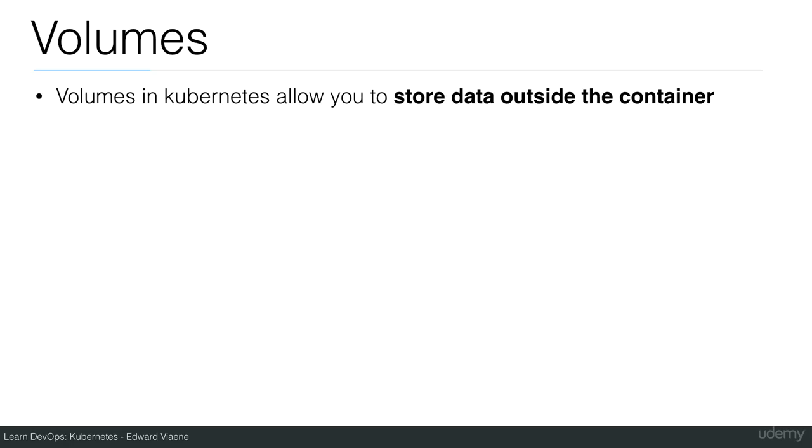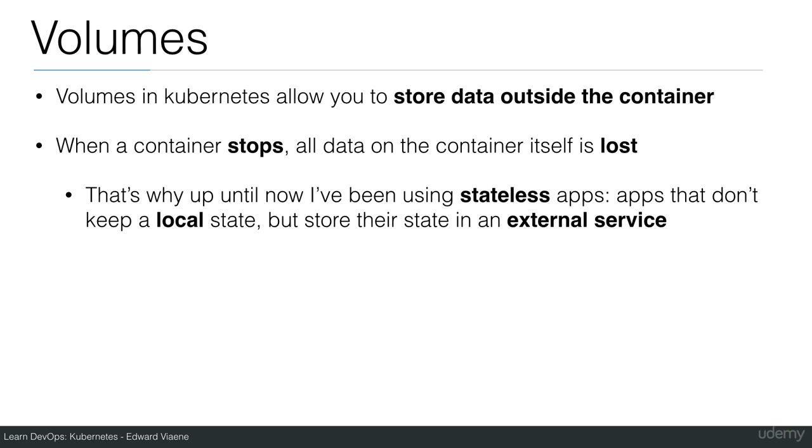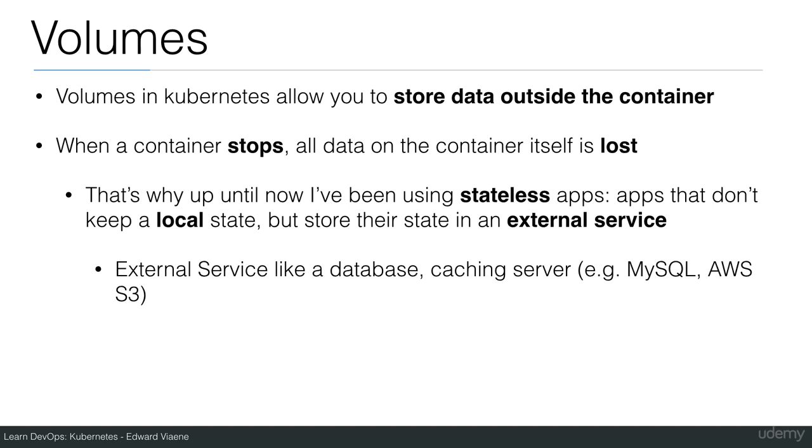Volumes in Kubernetes allow you to store data outside the container. When a container stops, all data on the container itself is lost. That's why up until now I've been using mostly stateless applications, apps that don't keep a local state, but can store their state in an external service. With external service, I mean a database, a caching server like MySQL, object storage like S3, or an NFS server.